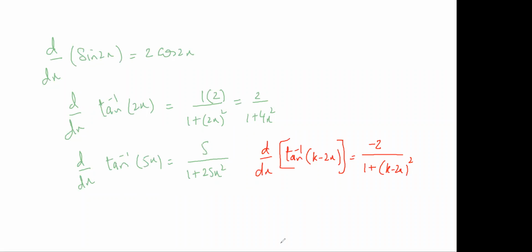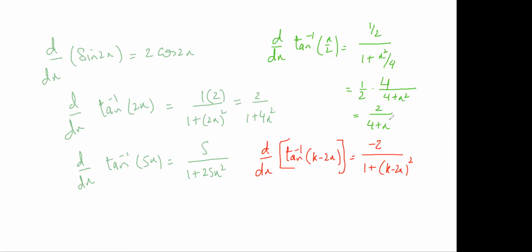Suppose you want to differentiate tan inverse of x by 2. So this will be half over 1 plus x squared over 4. And if you simplify this, it becomes half into 1 over, you take the LCM here, 4 plus x squared over 4, and the 4 goes up here. So this will be 2 over 4 plus x squared.